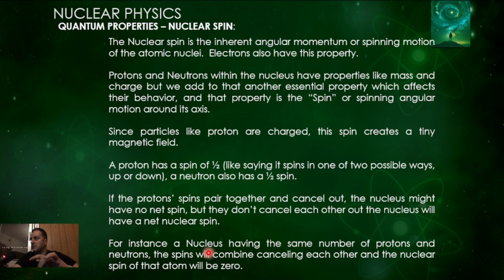That's the most important part to take away, because here I might have typed something in a wrong way, or it can be misunderstood. So the point is, for a nucleus having the same number of protons and neutrons, the spins will combine, canceling each other. So the net nuclear spin for the nucleus, or for the atom, would be 0.